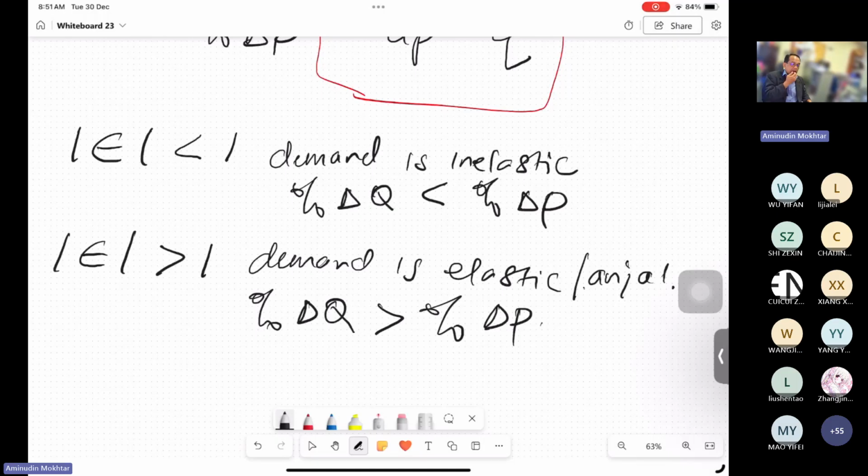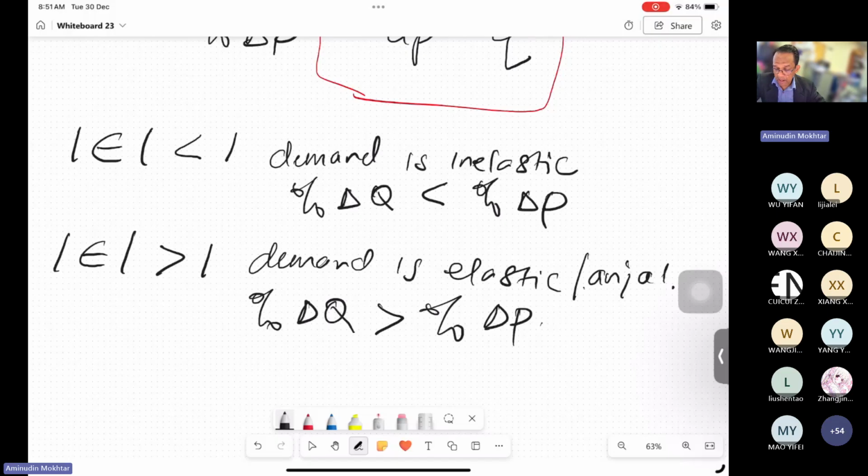For example, if the price increases by 10%, the quantity decreases by, let's say, 50%. So the percentage change in quantity is greater than the percentage change in price. In this case, we can conclude that the demand is elastic. Permintaan adalah anjal.